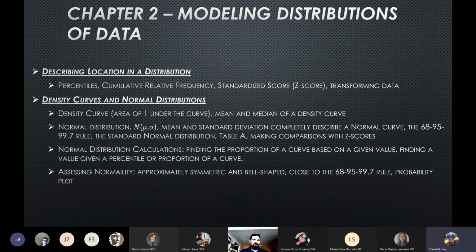When we assess normality, we should be looking for something that's approximately symmetric and bell-shaped and that is close to the 68, 95, 99.7 rule, or we could use a probability plot on our calculator to see if we get a relatively straight line, showing that there is not much skewness.